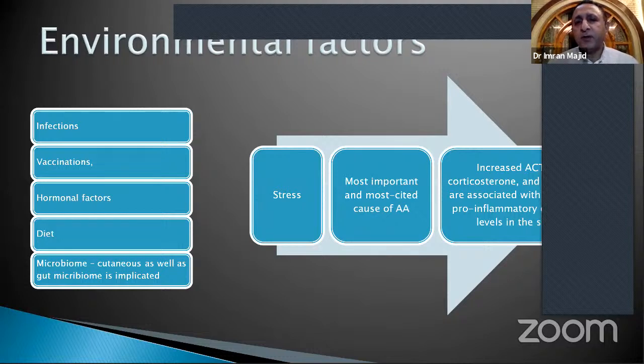So an interesting feature in alopecia areata at times we see is that more than one family member is involved at the same time or within some time, and people feel that it can be because of some link with the microbiome. Then other factors implicated are stress, and this is considered to be the most important and the most cited risk factor for alopecia areata.